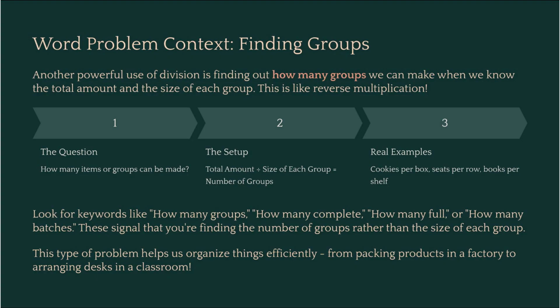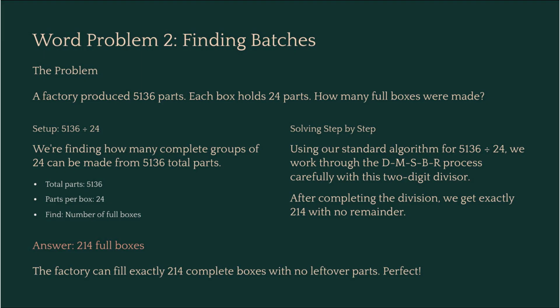Here, you know the total amount and the exact size of each group, and you need to know how many groups you can make. The setup is still division. The total amount divided by the size of each group. The quotient tells you the number of groups. Word problem 2 is about finding groups.